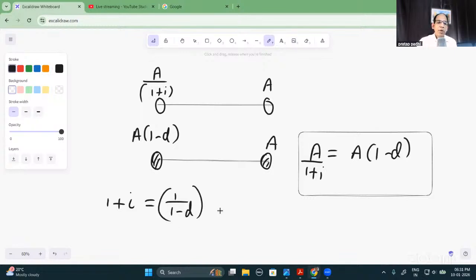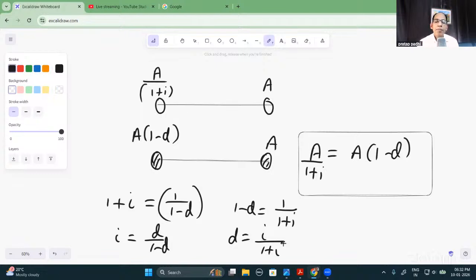And if you want, you can find d also. 1 minus d will be equal to 1 divided by 1 plus i. So you can find d. You can find i in terms of d, and d in terms of i. So i will be d divided by 1 minus d. d will be i upon 1 plus i. Okay. So i upon 1 plus i.